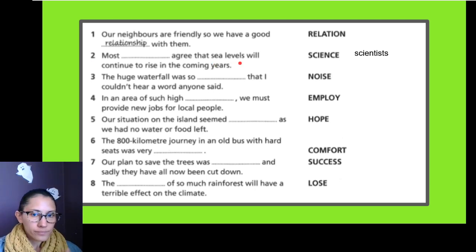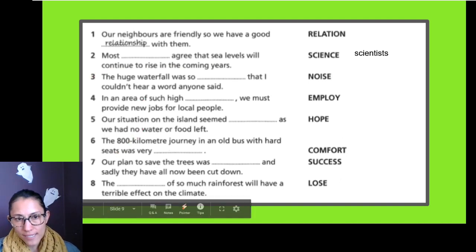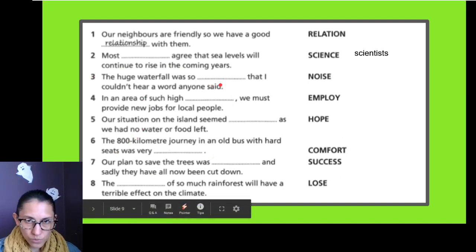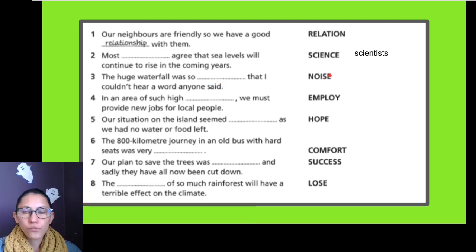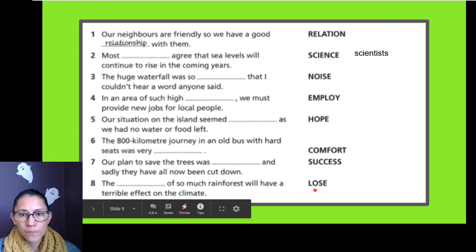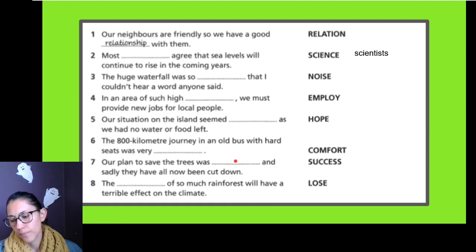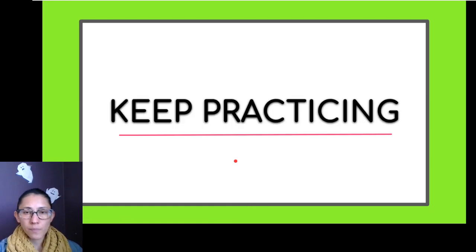Now, here's what you actually need to do. Please, in your notebook, write numbers 3 to 8, and in front of those numbers write the words that you form with noise, employ, hope, comfort, success, and lose to fit each one of these gaps. We're going to see the answers in a while. In the meantime, remember that we're going to continue practicing. Bye!